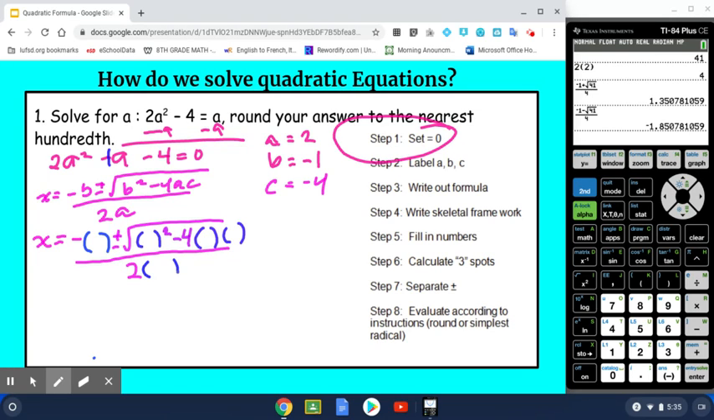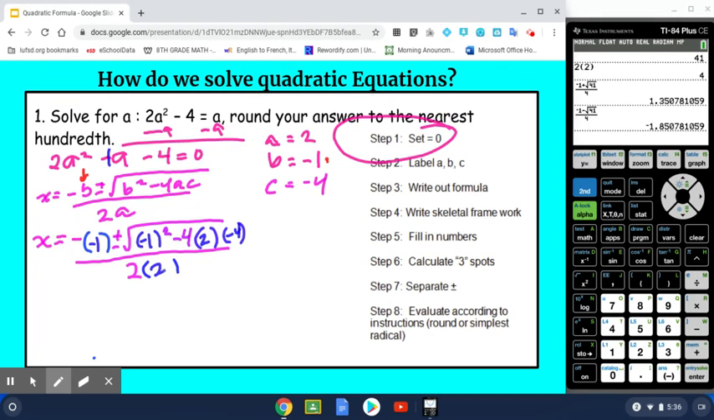Now the next step is going to be fill in the numbers. So now the first thing is we have to look at the first letter. The first letter is b. So I'm going to come over here. B is negative 1, so I'm going to put negative 1 in there. I'm going to keep it in blue. And then the same thing, plus or minus square root of b squared. B squared is negative 1 minus 4a. A is 2. C is negative 4 all over 2a, which is 2.